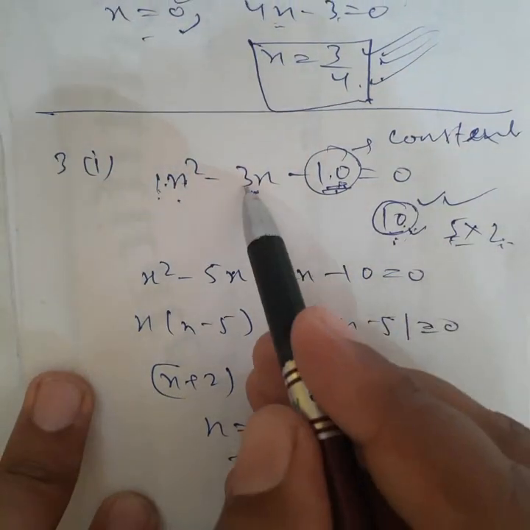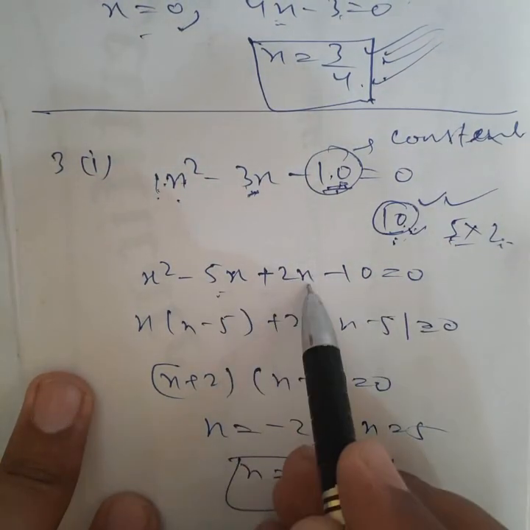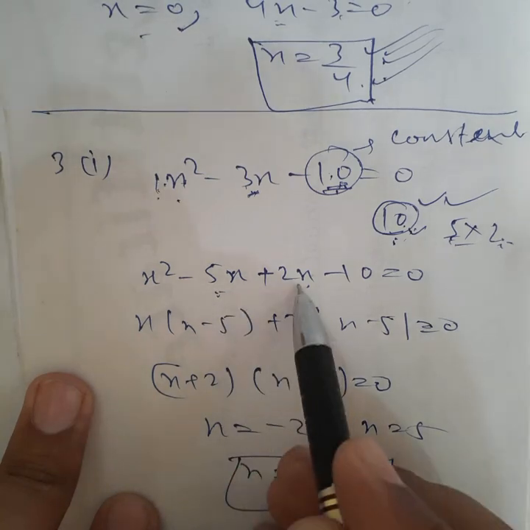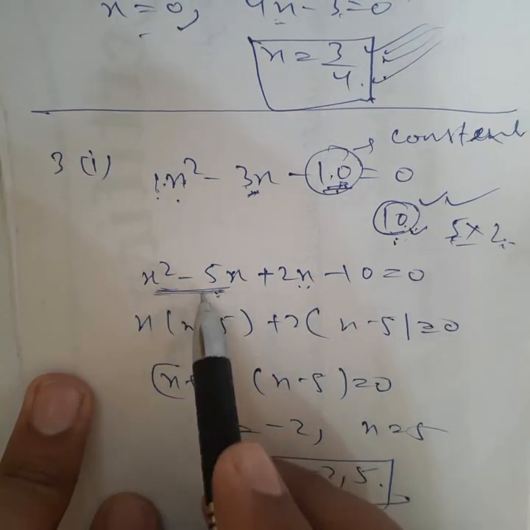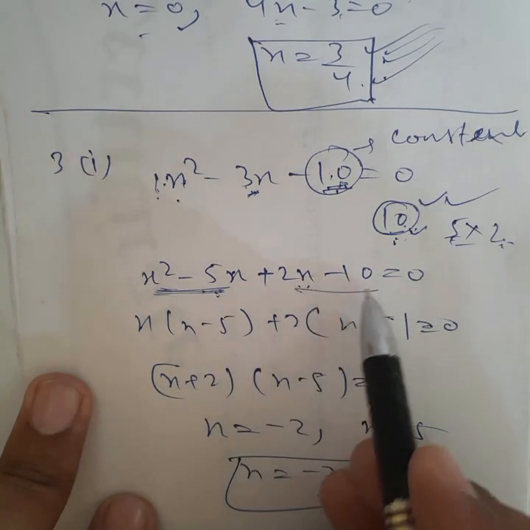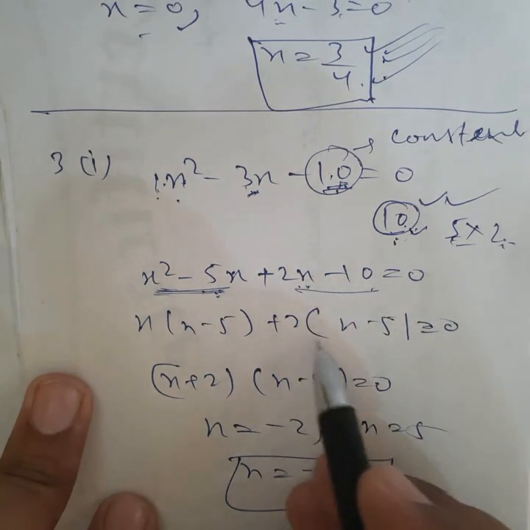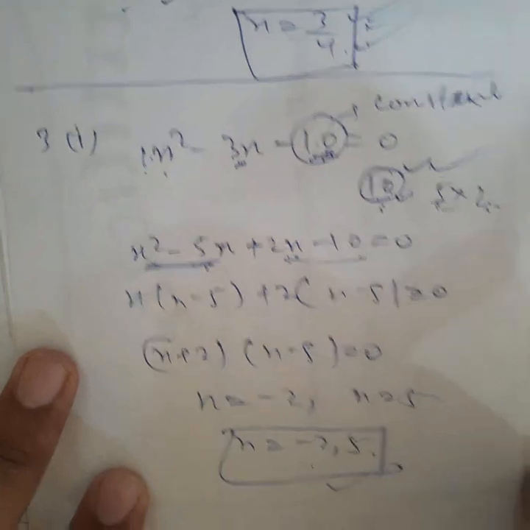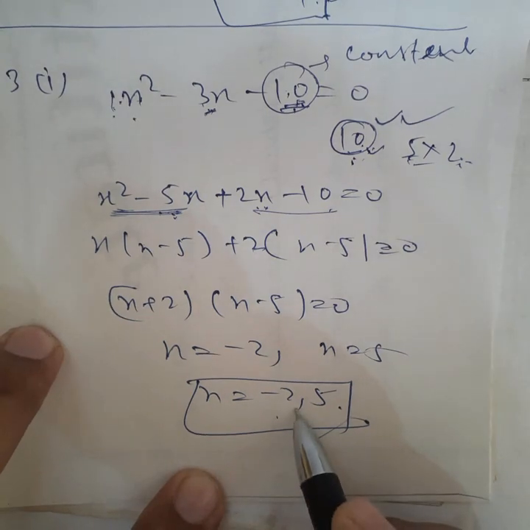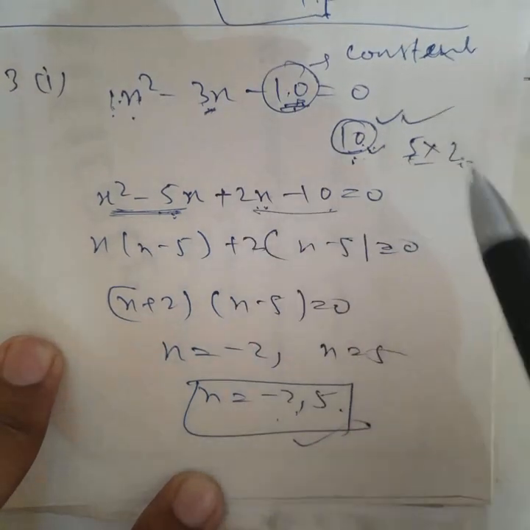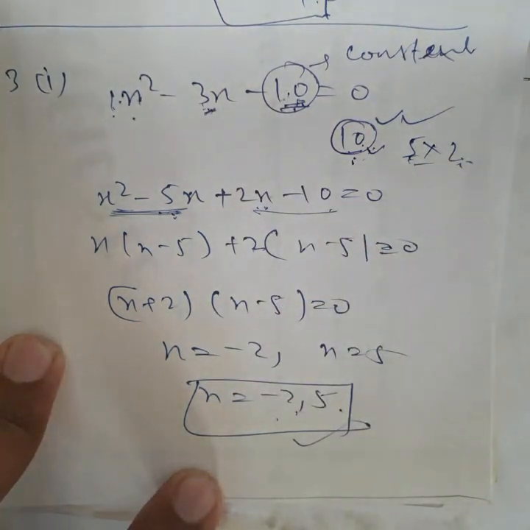Now breaking 3x into minus 5x plus 2x and taking common, in this part we'll take x as common, in this part we take 2 as common, and solving we get x is equal to minus 2 and x is equal to 5. So these are the roots of this particular equation.